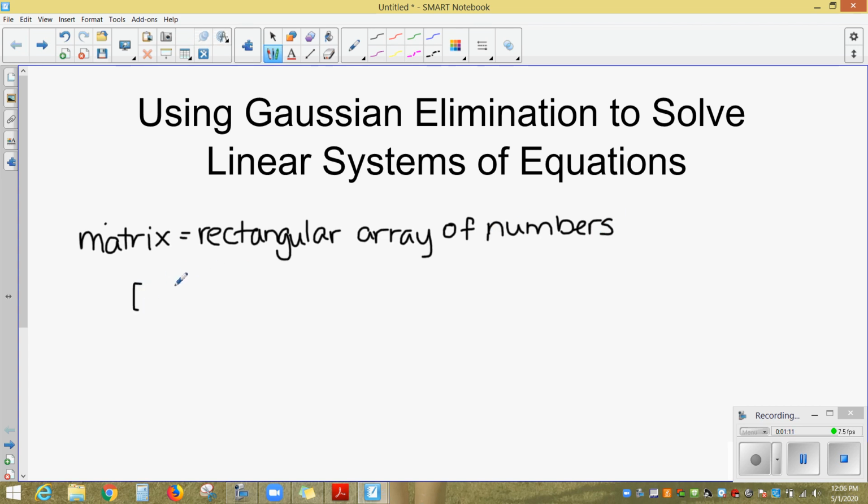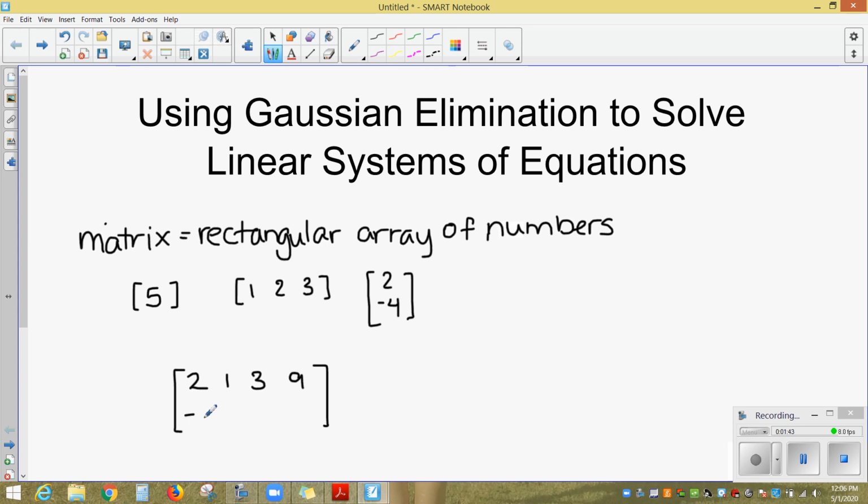Different authors and different people use different notations for writing their matrix, but I'm going to use square brackets. A matrix can be as small as a single number. It could be a single row of numbers. It could be a single column of numbers. Or it could have multiple rows and columns. So maybe it looks like 2, 1, 3, 9 for the first row, -1, 0, 4, 2 for the second row. Notice how the numbers line up.